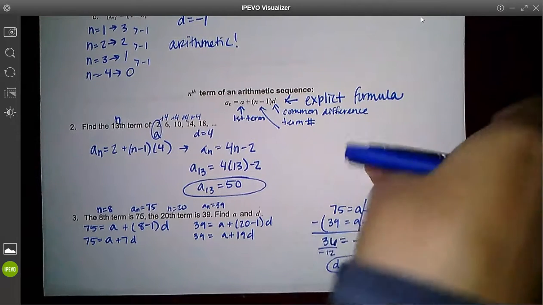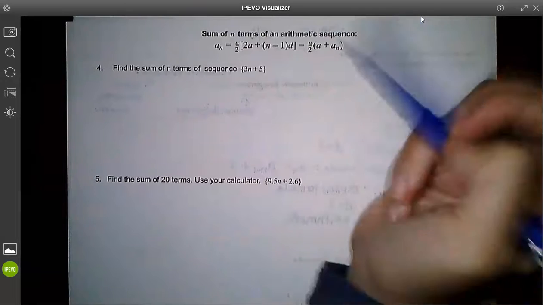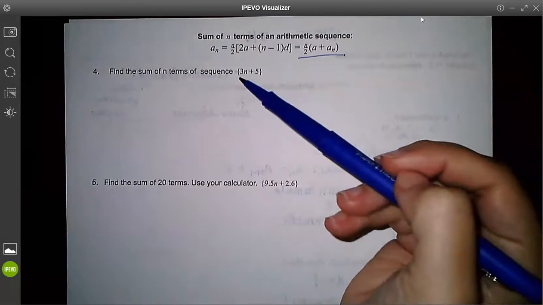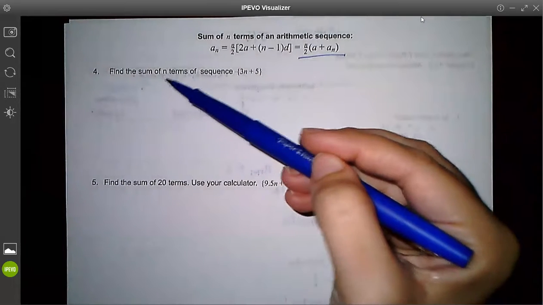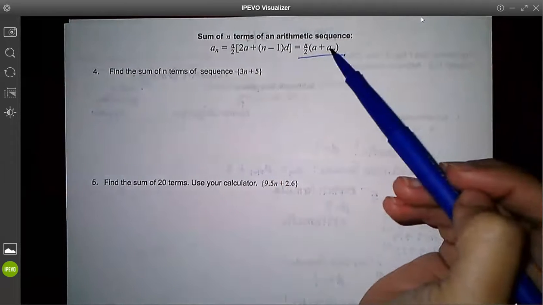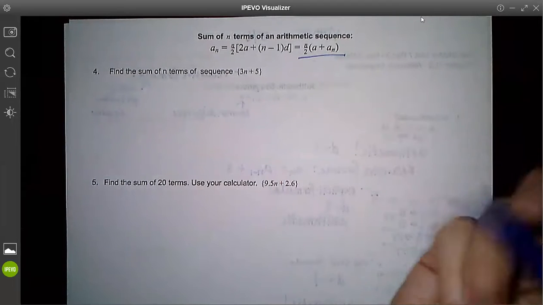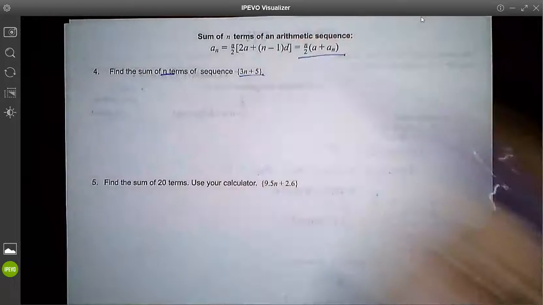Almost done with arithmetic. The only other thing we need for arithmetic sequences is when we have the sum of n terms of an arithmetic sequence. You can use this in a calculator, but here is the formula. So find the sum of n terms of a sequence, and if it doesn't give you the number, it gives you a variable n terms, then you're just plugging in what you know and simplifying that. So n over 2, we don't know what n is. That's our n value. And then this is our sequence.